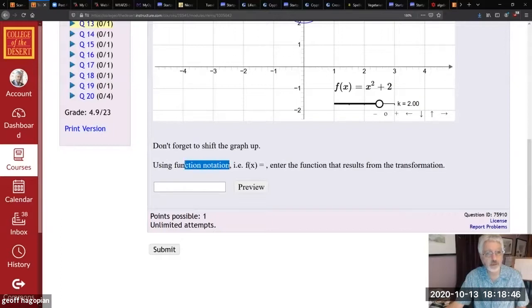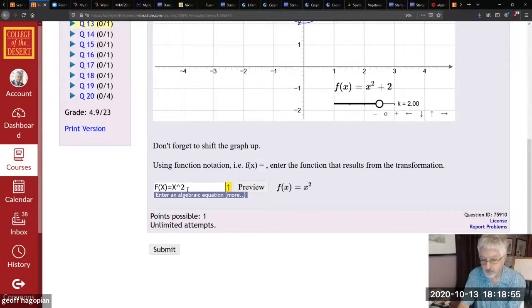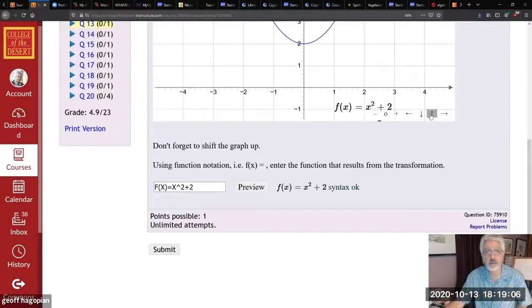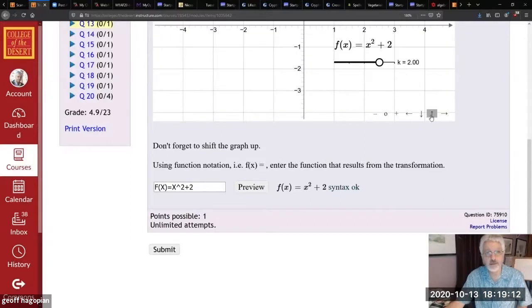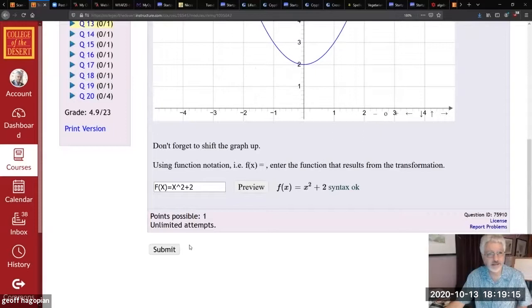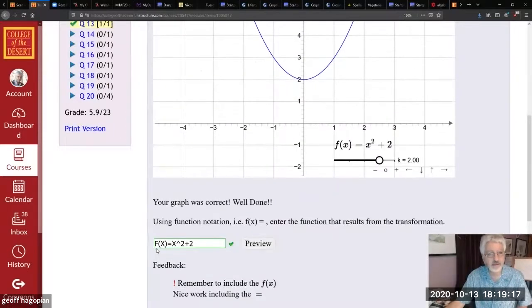Using function notation, so I guess we want to write the f of x equals, and it's going to be x squared. The old function was just x squared. We've now shifted up 2, so the new function is x squared plus 2. We just sort of copy what they show on the diagram. What are these little buttons? Oh, I see. So you can sort of shift your graph up and down. All righty. Great. But I think that's right.